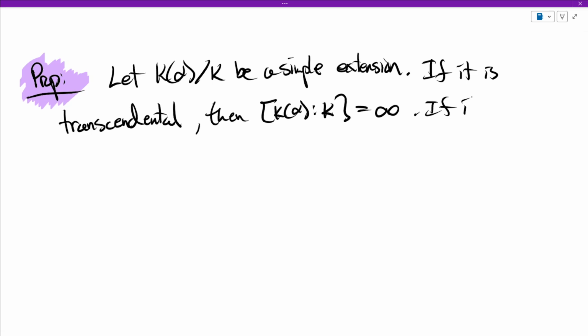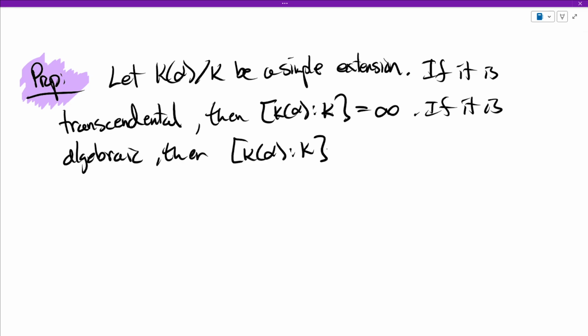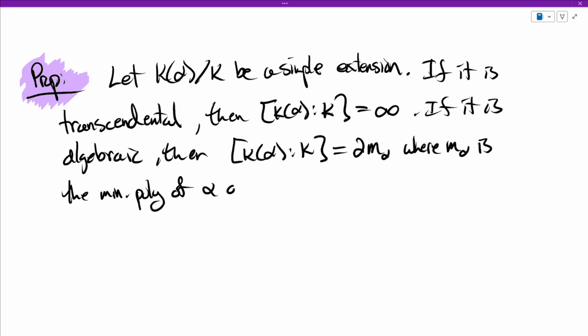If it is algebraic, which is the main type of extension that we're going to be looking at, then the degree of k(alpha) over k is the degree of m_alpha, where m_alpha is the minimal polynomial of alpha over k. So the degree is literally the degree of a polynomial. That's one of the reasons why we use this word. Okay, so let's prove it.